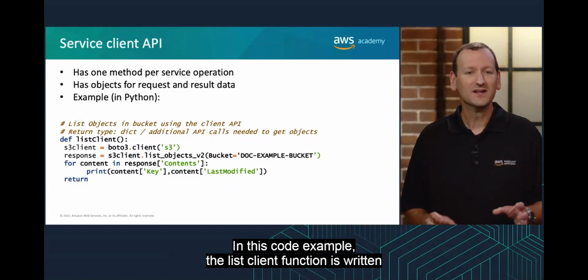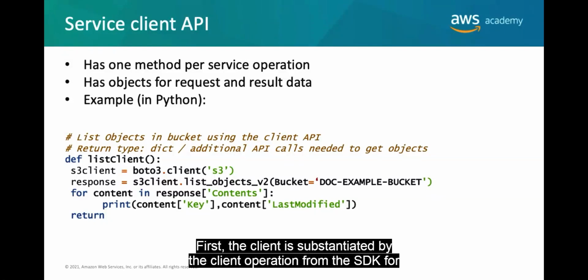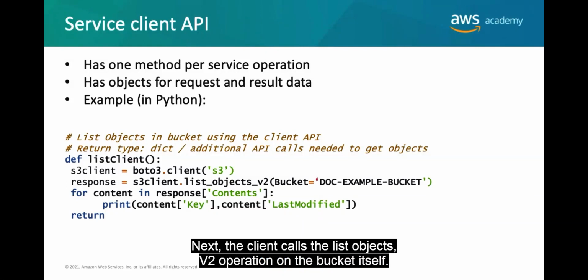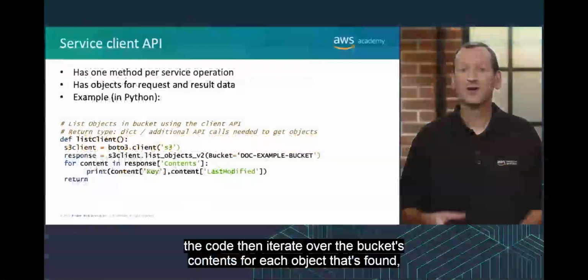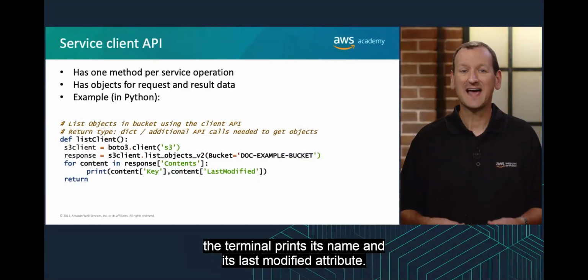In this code example, the list client function is written to access an S3 bucket called doc_example_bucket. First, the client is instantiated by the client operation from the SDK for Python library. Next, the client calls the list_objects_v2 operation on the bucket itself. This line sends a request object to the Amazon S3 service endpoint. If the bucket doesn't exist, it returns an error. The code then iterates over the bucket's contents. For each object that's found, the terminal prints its name and its last modified attribute.